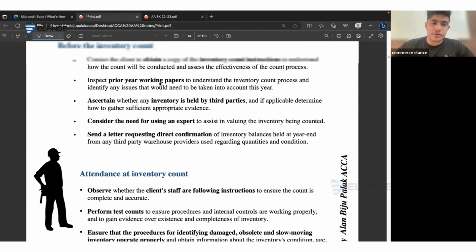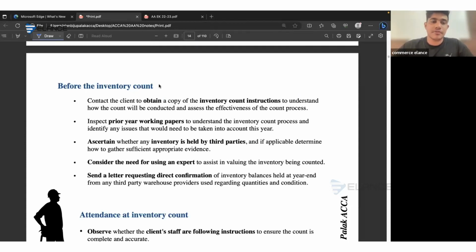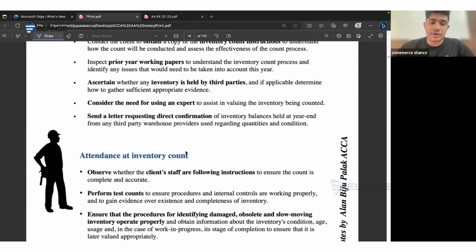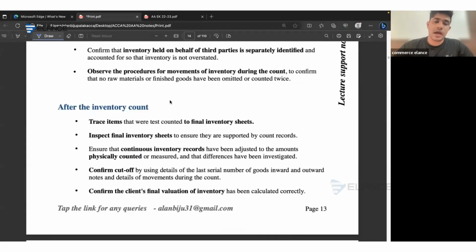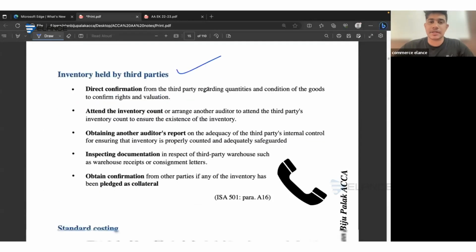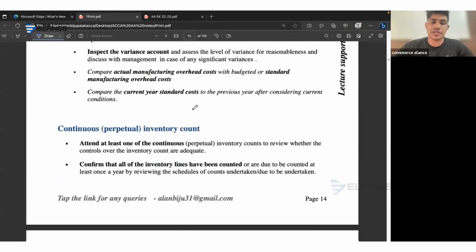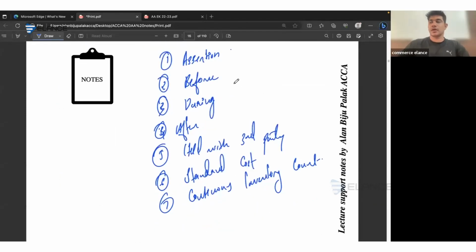Inventory count that we need to perform, procedures in relation to the inventory before the inventory count, then inventory attendance at the count, then after the count, and inventory held by third party related procedures, standard costing procedures, continuous inventory count procedures. So there are possibilities where the examiner might tell you that there are some concerns about the company's inventory's quality. The inventory is held in the company's warehouse and the company is not sure whether the inventory is valued appropriately or not. And there will be some points in relation to that.